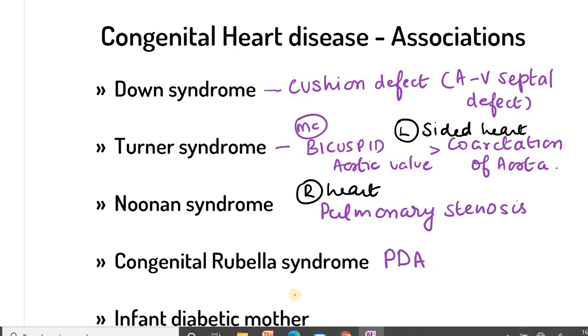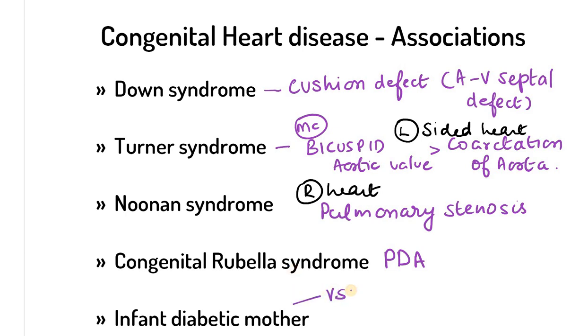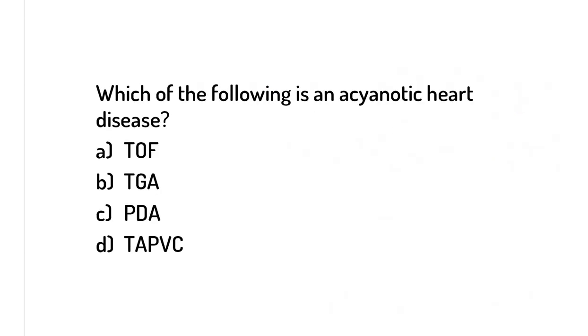Then comes a question on infant of a diabetic mother: which is the most common congenital heart disease? Your answer is going to be VSD. There is also one more question. They can sometimes ask you the most specific congenital heart disease for infant of a diabetic mother. Then it is TGA, transposition of great arteries. But that is not usually asked. What is commonly asked is the most common heart disease. It is VSD.